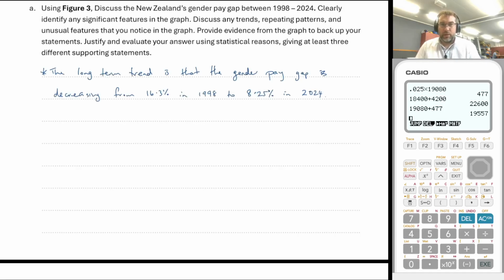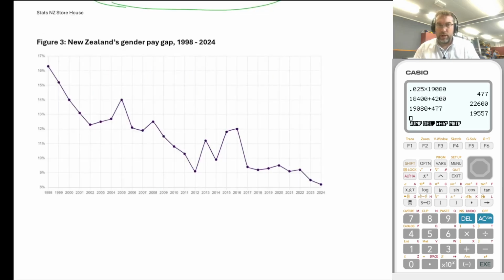I've just written my statement about the long-term trend. I'm actually going to calculate the gradient as well, because that's a useful thing to do when we're talking about the trend. So when I go back to my graph, I can see I said 16.3 there and 8.25 there, and that's from 2024 to 1998, so that's over 26 years. So it drops 16.005 is the rise, and 26 is the run.